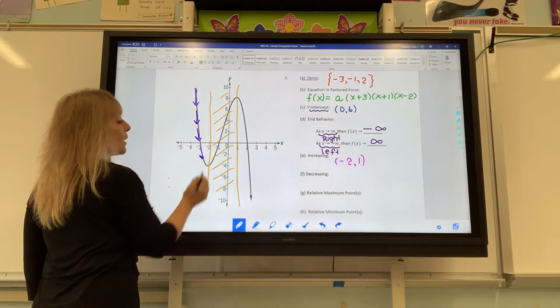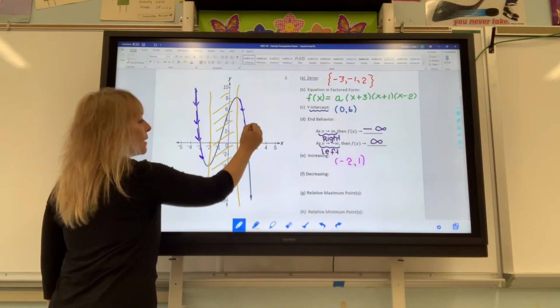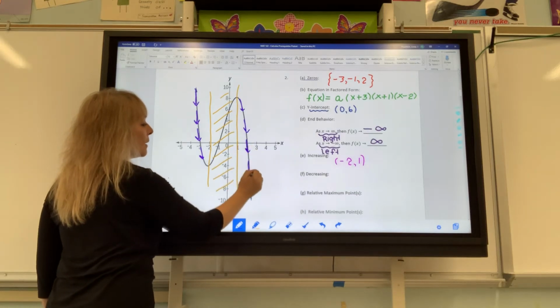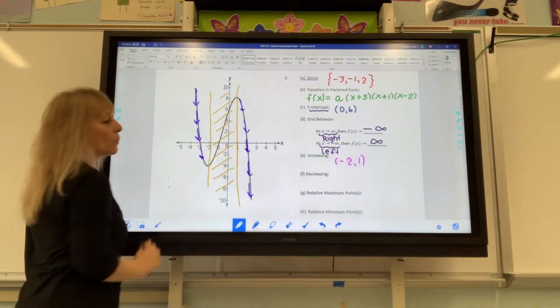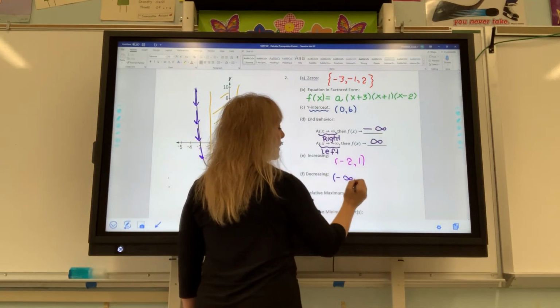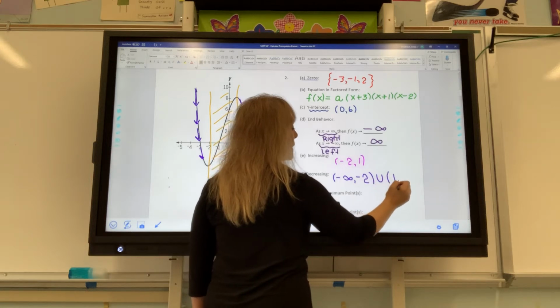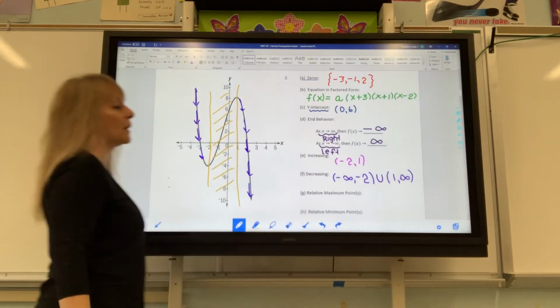So it's decreasing on the left-hand side of -2, and it's decreasing on the right-hand side of +1. So 2 sections: -infinity to -2, it is decreasing, but it's also decreasing from 1 to infinity.